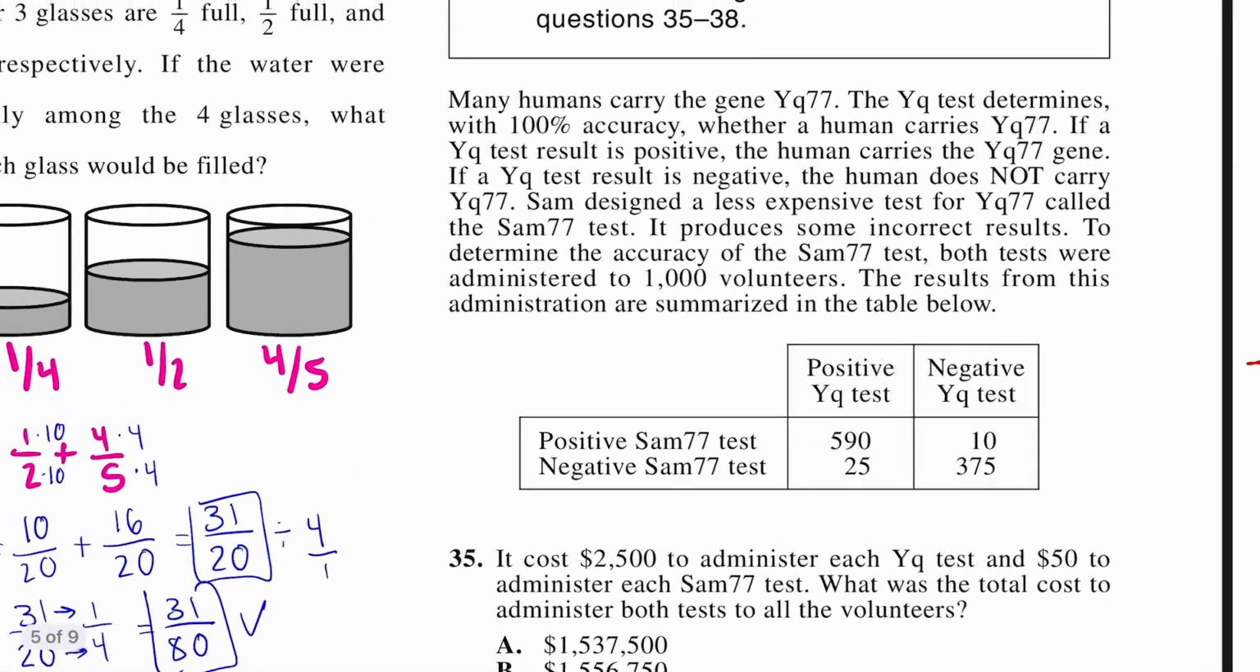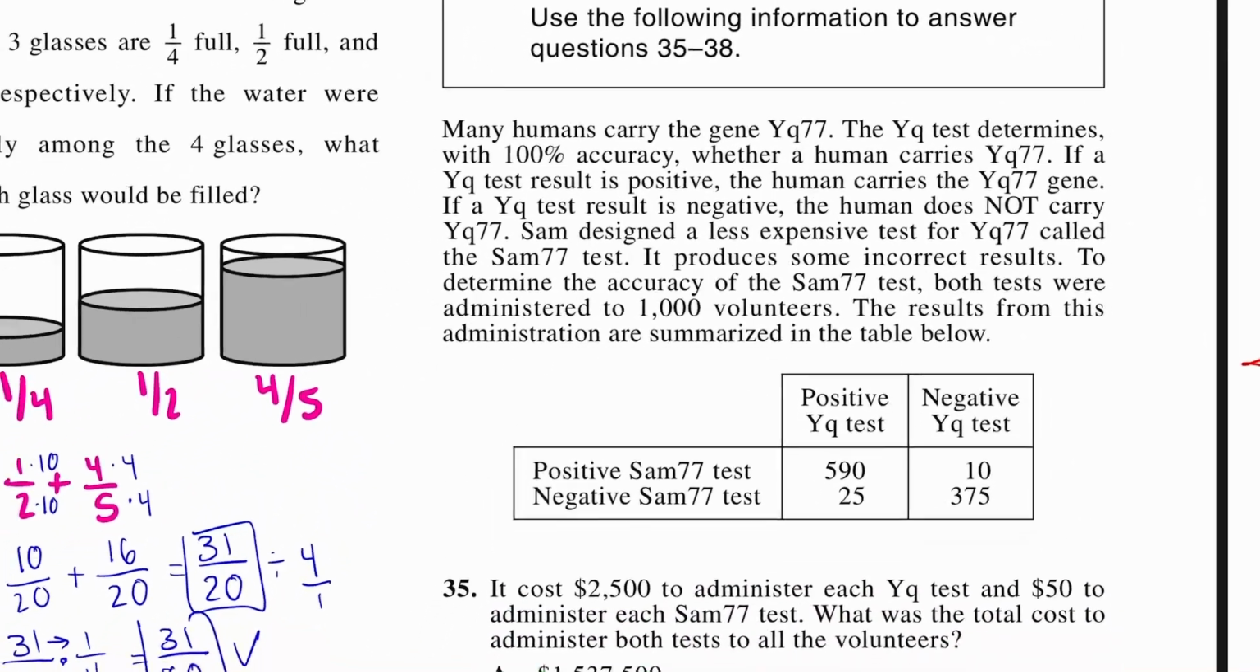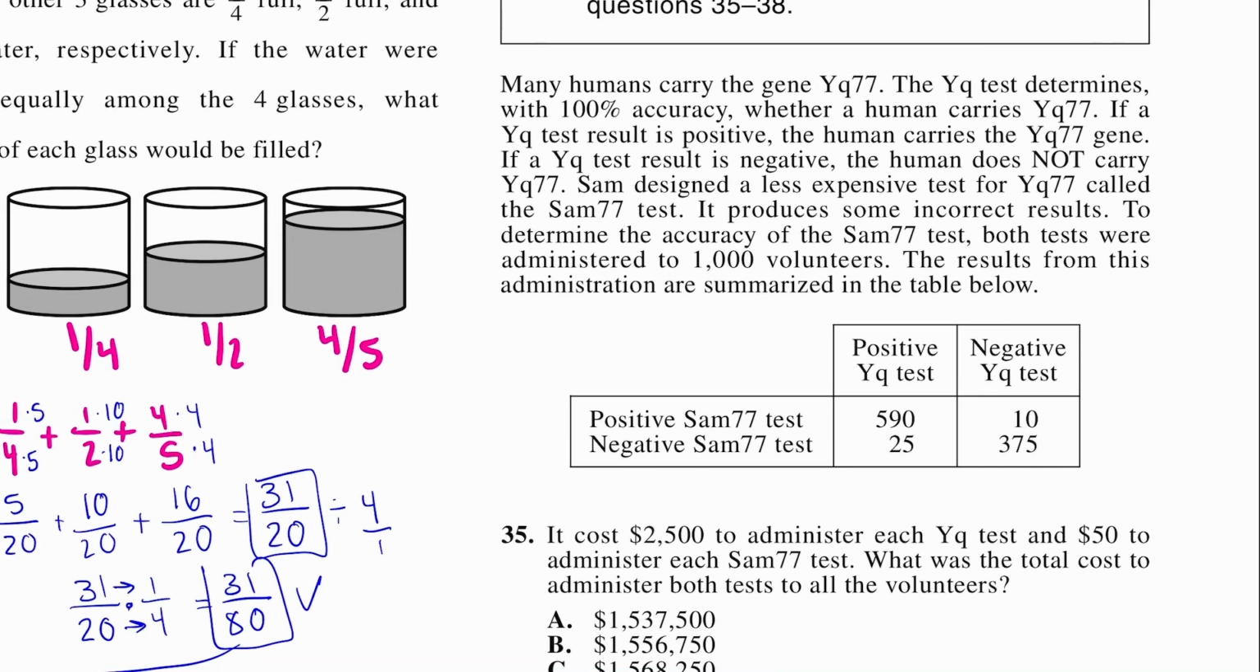All right, now over here we have a problem given the information. This information is going to be used for the rest of this. Many humans carry the gene YQ77. The YQ test determines with 100% accuracy whether a human carries YQ77. If a YQ test is positive, the human carries the YQ77 gene. If a YQ test is negative, the human does not carry YQ77. Sam designed a less expensive test for YQ77 called the SAM77 test. It produces some incorrect results.